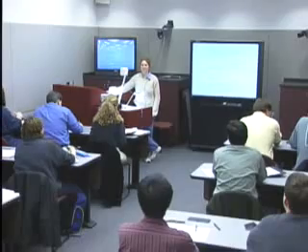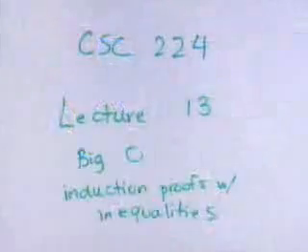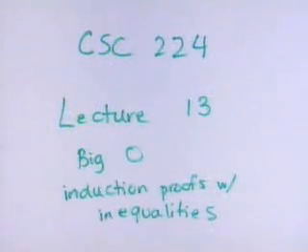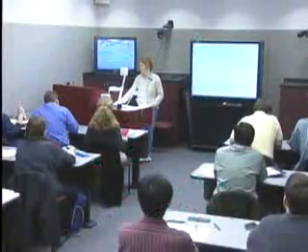Good afternoon. Today we're going to talk about Big O, induction proofs with inequalities, and we're also going to give a couple of hints on homework 6 because I've seen several people make the same mistakes, so let me reiterate a couple of points for you. So let's start with that.